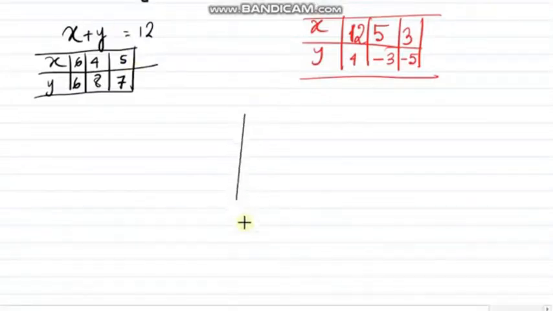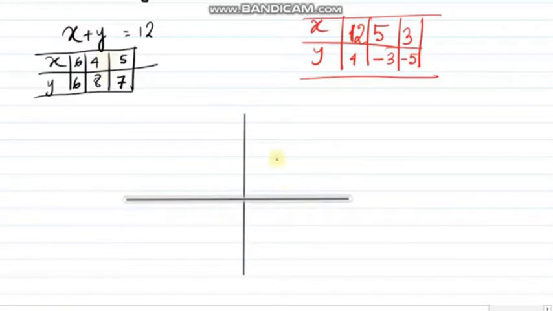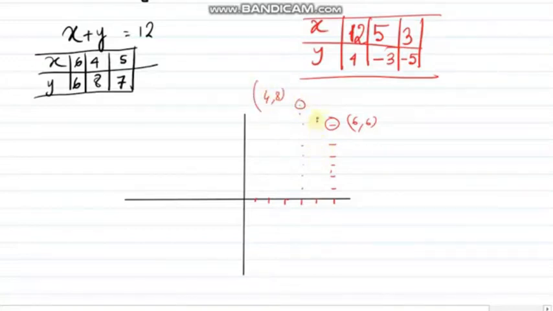Just check. This is your y-axis and suppose this is your x-axis. So first point, 6, 6. For x, 1, 2, 3, 4, 5, 6. And for y, 1, 2, 3, 4, 5, 6. So this will be your 6, 6, right? Next 4, 8. 1, 2, 3, 4, and 1, 2, 3, 4, 5, 6, 7, 8. So 4, 8 will be over here. Then 5, 7 will be over here.